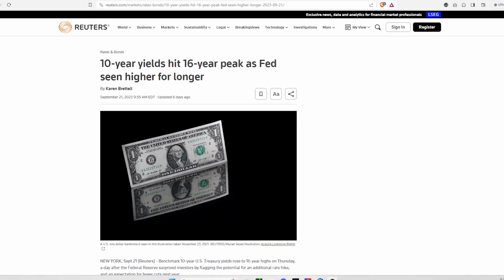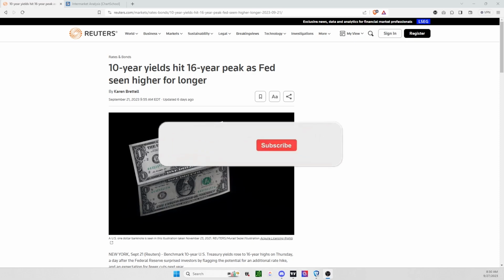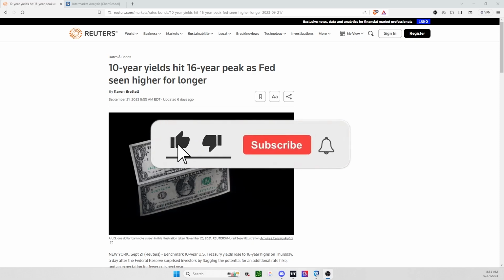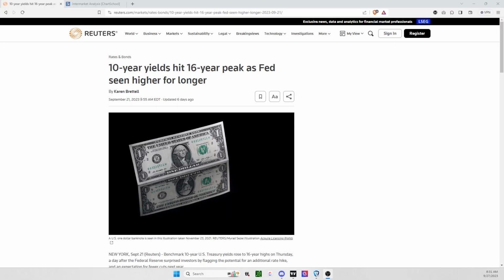10-year yields hit a 16-year peak as the Fed is seen higher for longer. Guys, the market is fundamentally changing. Over the last 40 years, we've been trading through a deflationary environment, and that has now started to change. If you stick around for the next 10 minutes, I'm going to tell you exactly what that deflationary environment was like, what we've been trading for the last 40 years, and how to prepare for this new market environment.